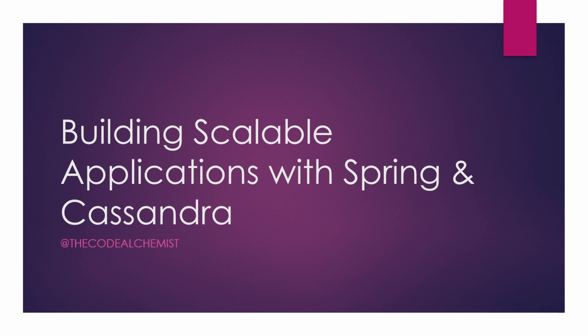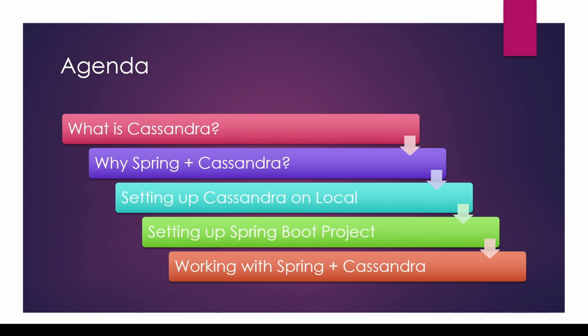So let's get started and let's discuss the agenda. We'll start with a brief overview of Cassandra. Then we'll discuss the powerful combination of Spring and Cassandra, why Spring and Cassandra. After that, we'll see how to set up Cassandra on our local machine. And once that's done, we'll start working with a Spring Boot project. We'll set it up and we'll see how to connect to Cassandra using Spring Boot project.